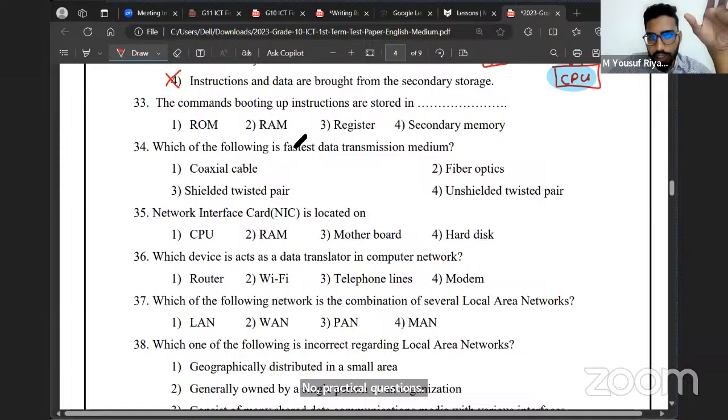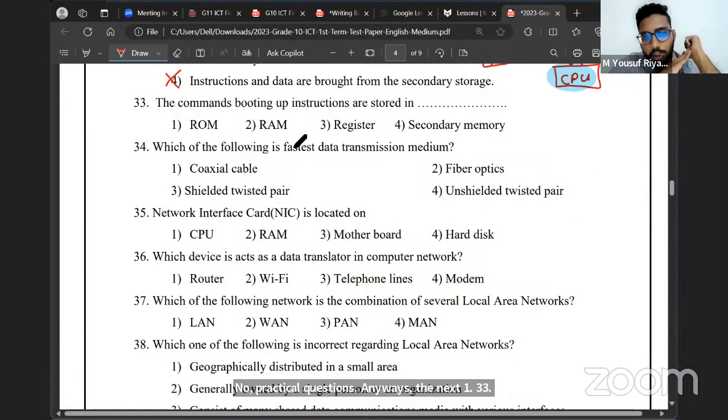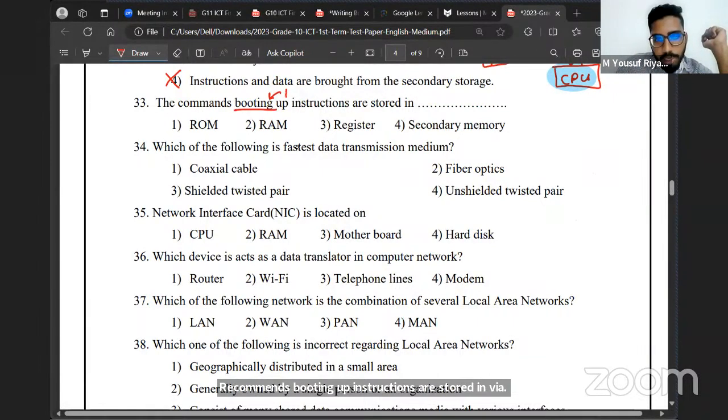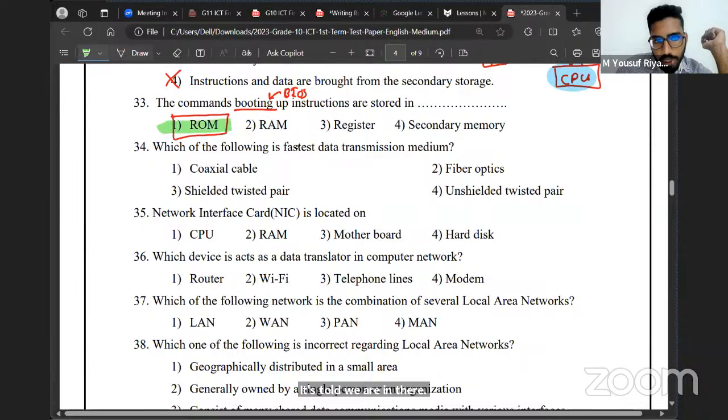Anyways, the next one, 33. The commands for booting up, the instructions, are stored where? I gave you all an example for a boot up command, which is BIOS. It's stored where? In the ROM. Exactly. The boot up commands are normally stored in the ROM.